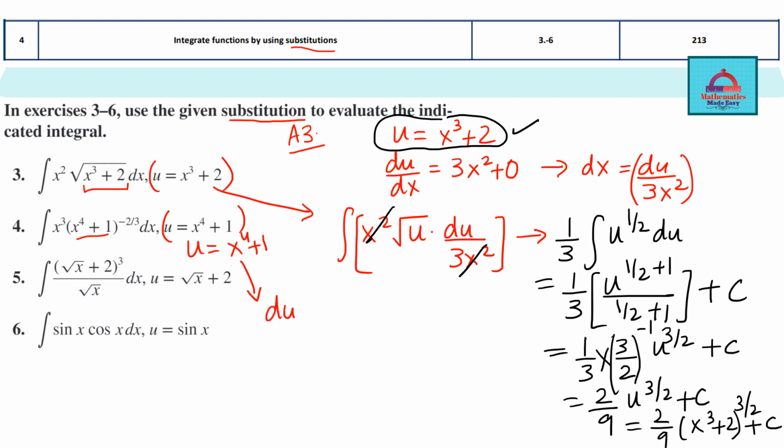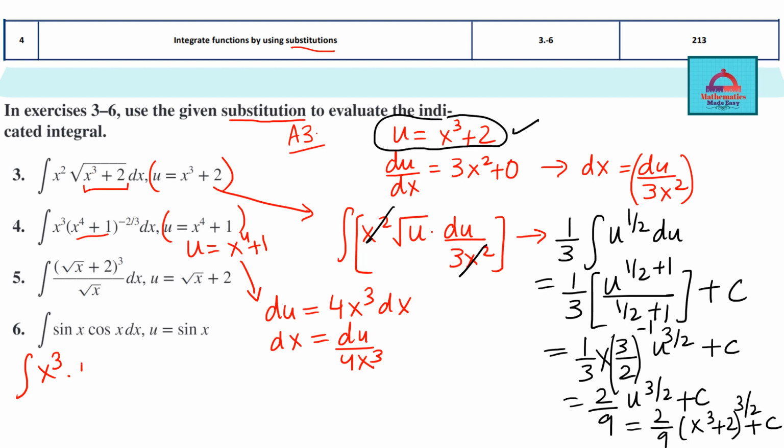So this gives you du is equal to 4x cube dx. So you can get the value of dx from here. It is going to be du over 4x cube. Let's put it back in the integral. So the integral changes to, I'm going to write here, x cube is as it is.